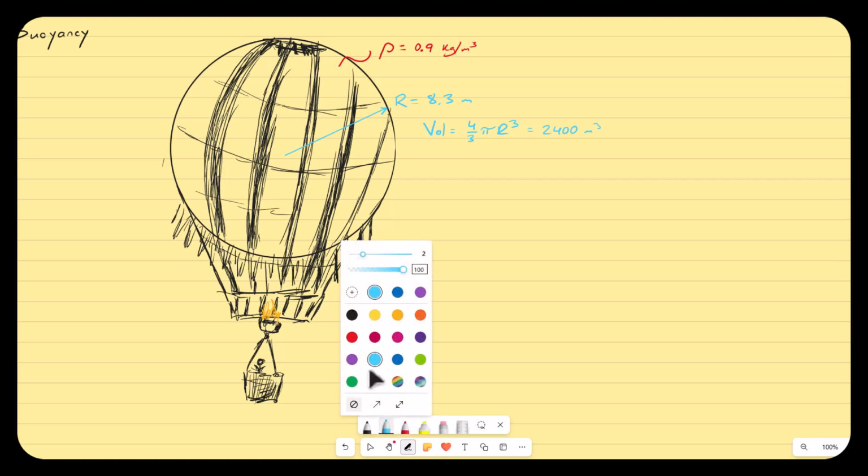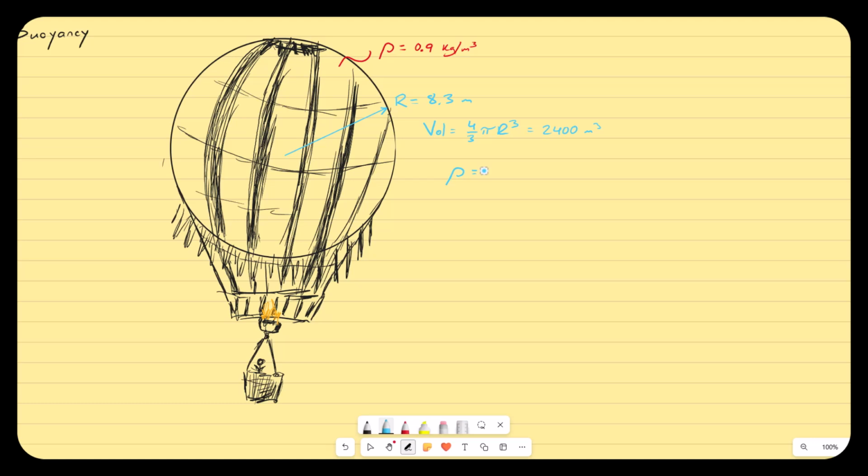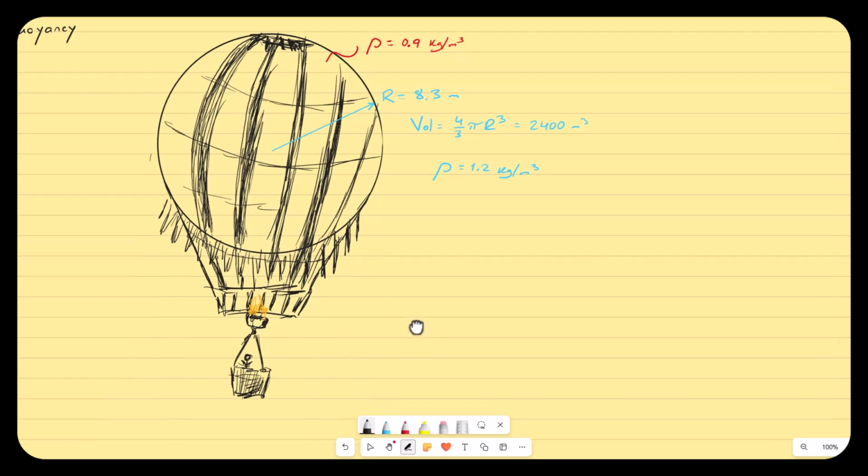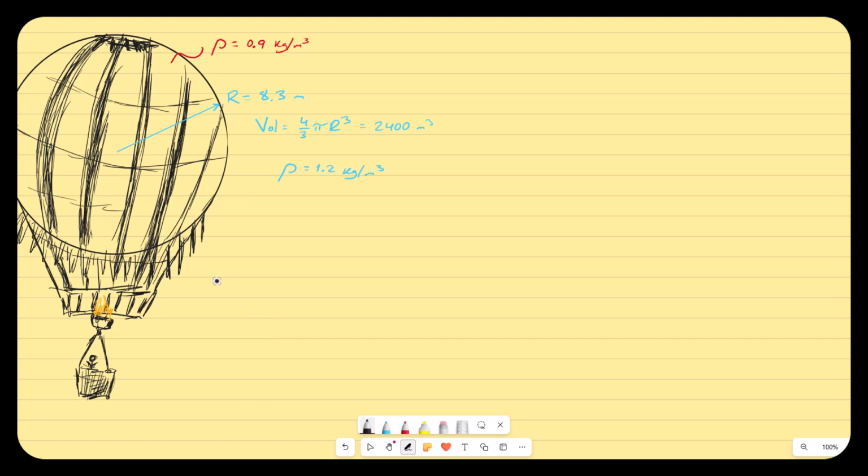The density of the air out here is about 1.2 kilograms per cubic meter. So we have a lighter, smaller density inside the hot air balloon than outside the hot air balloon. This means we are going to have some amount of lift. Now the hot air balloon itself does have mass, so we'll have to take that into account. But let's grab some of those values.